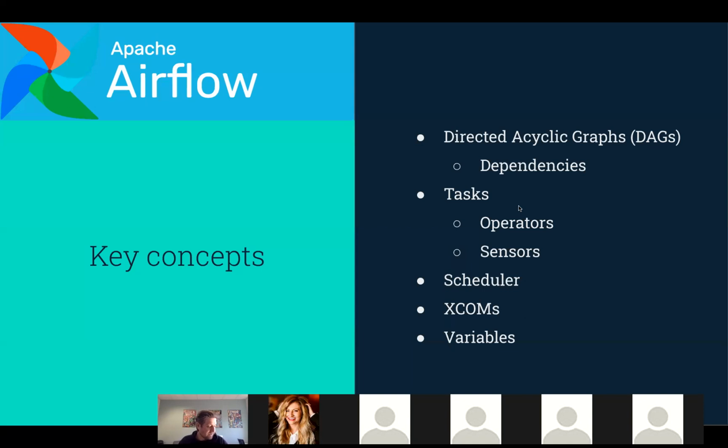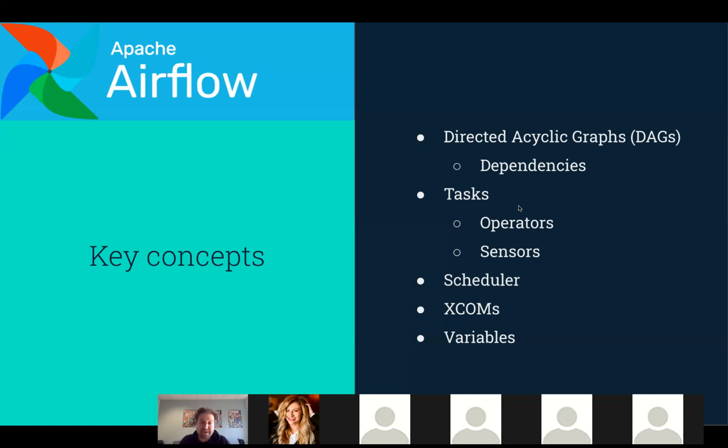Sensors are a special subclass of operators. So there's sensors, for example, for file existence, either on a local file system or on a cloud storage bucket. So sensors let us test for some condition and then run a task based on that.